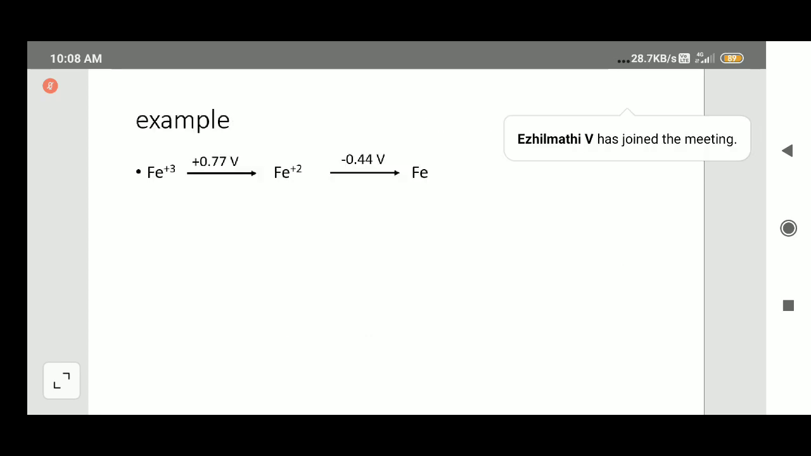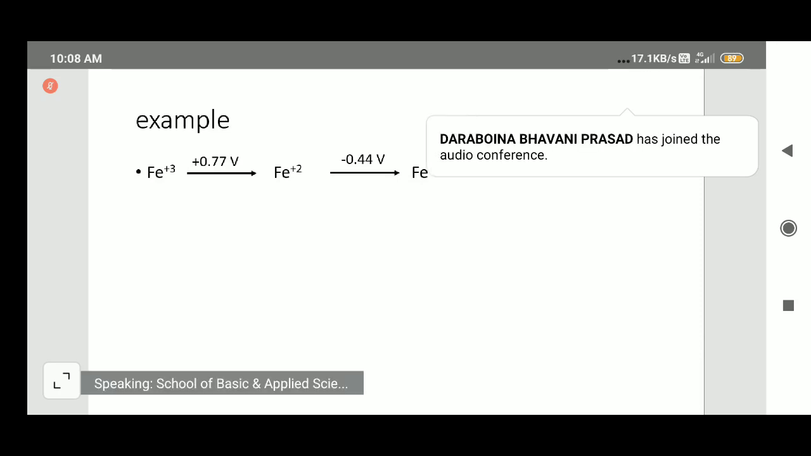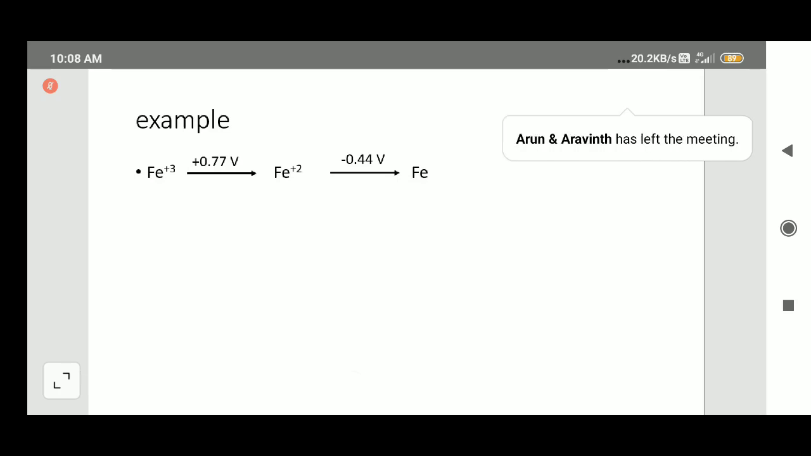Now it is time for doing the calculation. Now this is the problem. I am giving you a system where Fe3+ is converted to Fe2+ and Fe2+ is converted to Fe. When you measure the reduction potential for these conversions, Fe3+ is giving 0.77 volt for its conversion, and Fe2+ gives minus 0.44 volt.